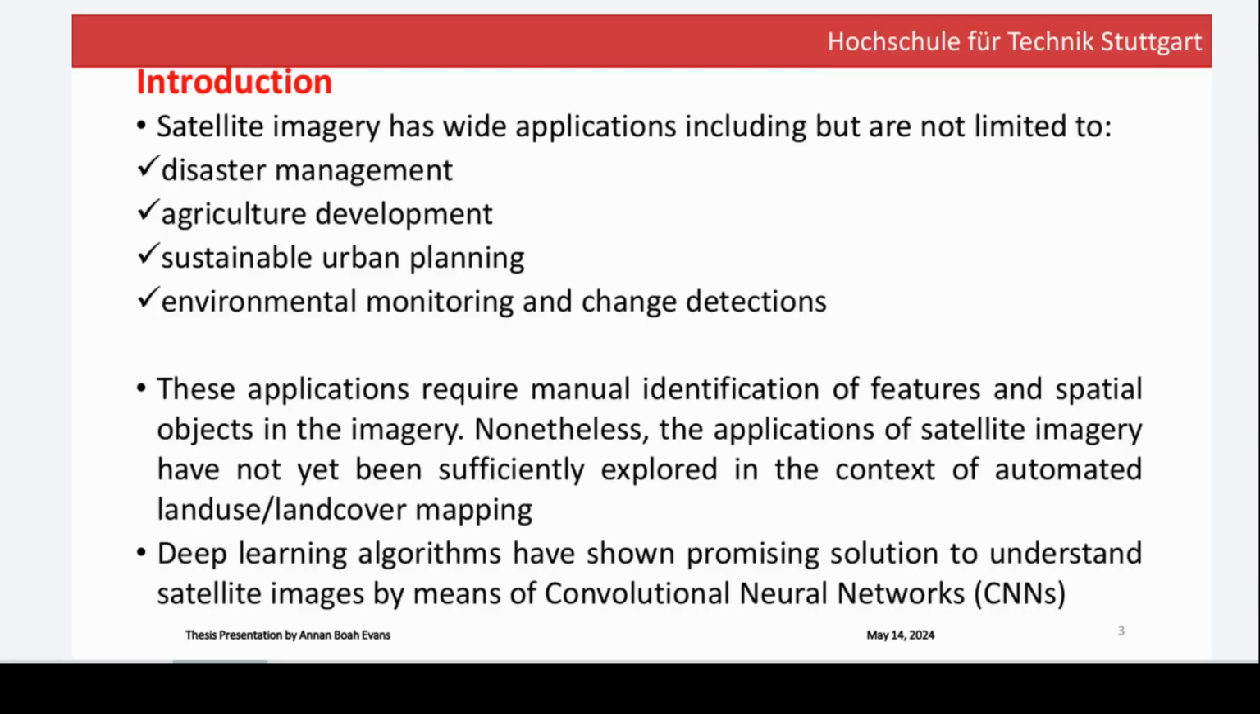My introduction. Satellite imagery, as we are all aware, or as experts in the concept of remote sensing, has really gained wide applications, including but not limited to disaster management. That is where people are using satellite images to detect especially flood-prone zones and other disasters like heat waves and drought zones, depending on the context. Agricultural development, we have also been using satellite imagery for agricultural development and also for sustainable urban planning. And when it comes to the environmental monitoring aspect, I will use my country, Ghana, as a case study.